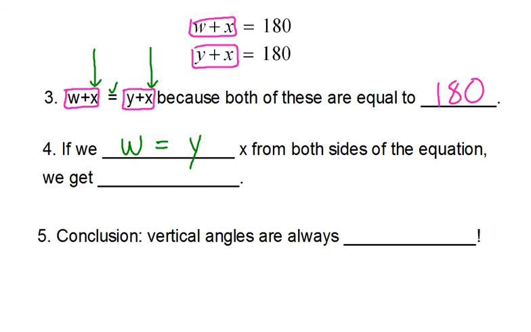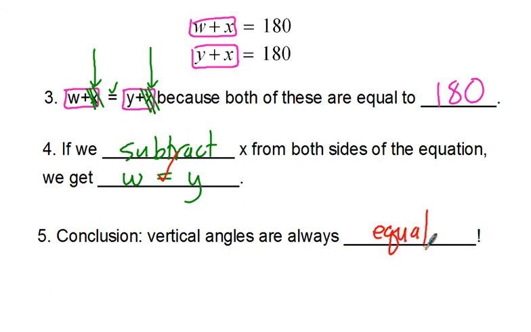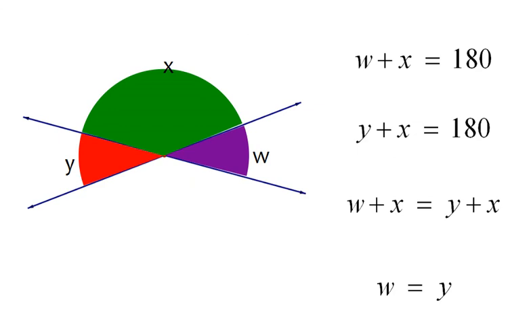And let me kind of clean this up to where the sentence makes sense. If we subtract that backpack, if we take it away, if we subtract x from both sides of the equation, we're going to cancel it out. Subtraction cancels it out. And we're left with the inference that w is equal to y. And our conclusion, since w is equal to y, we conclude that vertical angles are always equal. They're always congruent angles, and their measures are equal.